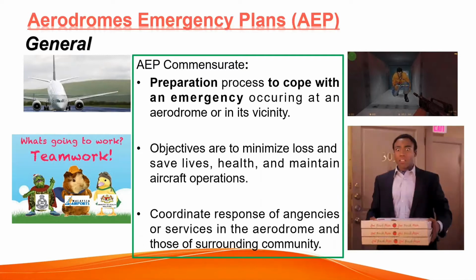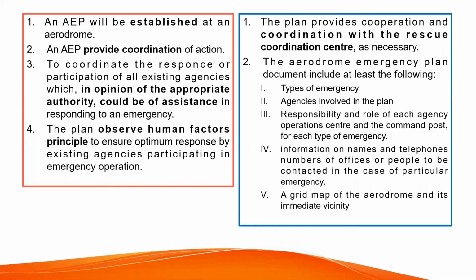All right, moving along. As we all know, in Annex 14, the provisions are always divided into two main groups, the shall and the should. The shall is the mandatory practice that every airport must have, and the should is a recommended practice.